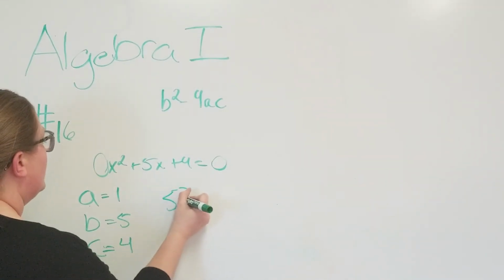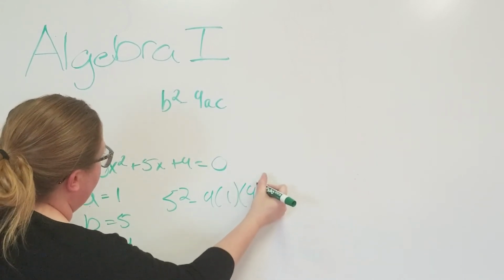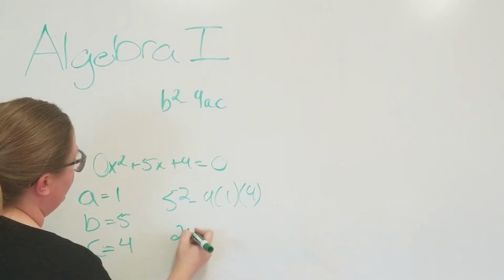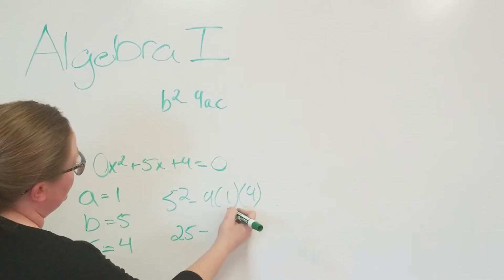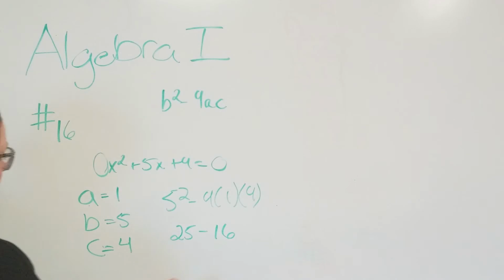Now just put it in this equation. 5 squared minus 4 times 1 times 4. All right, so 5 squared is 25, and then minus 4 times 1 is 4, times 4 is 16. So 25 minus 16 equals 9.